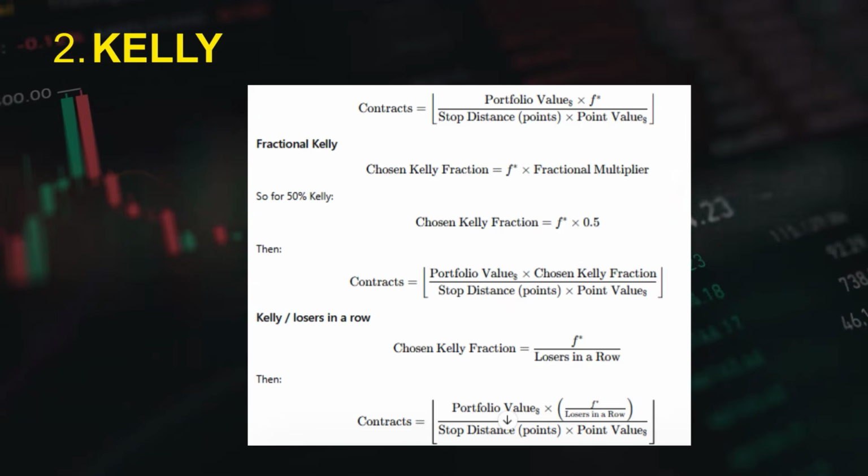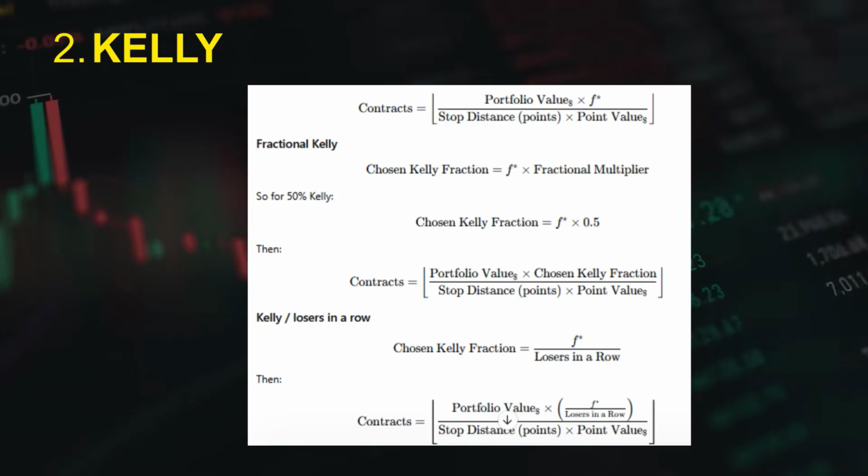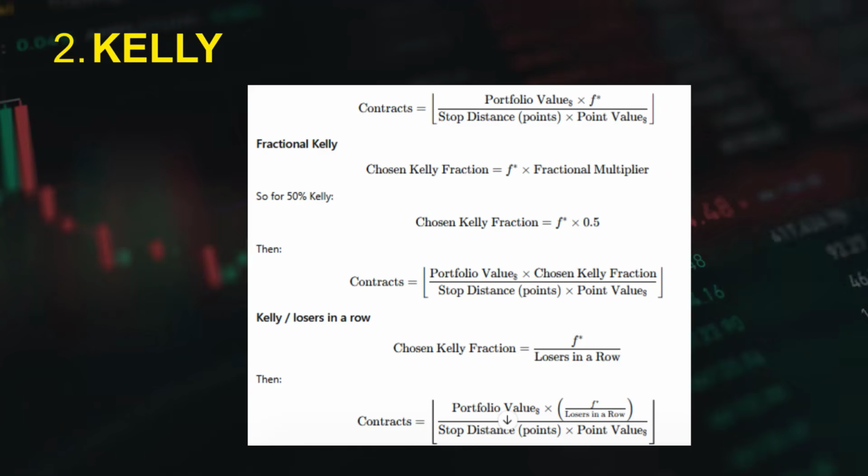So they're the two versions on there. Like I said, I prefer the losers in a row, but it's not much different to the full one. It's just divided by a multiplier, so a fraction of what the full one is.